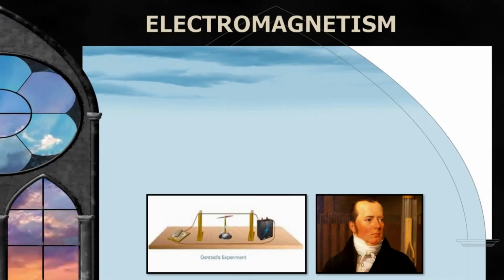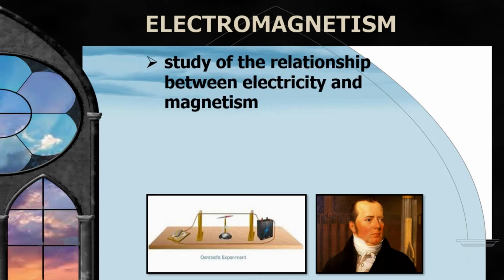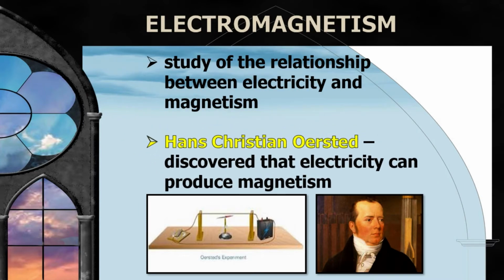And because of this, as we can see in the discussion of magnets a while ago, we have the concept of electromagnetism. So when we say electromagnetism, this is the relationship between electricity and magnetism. This was proposed or discovered by Hans Christian Ørsted, who said that electricity can produce magnetism.